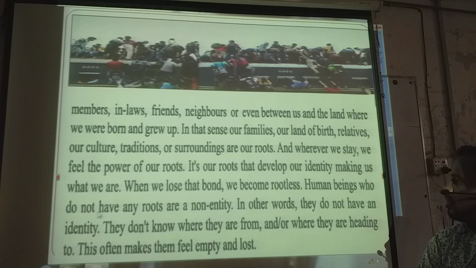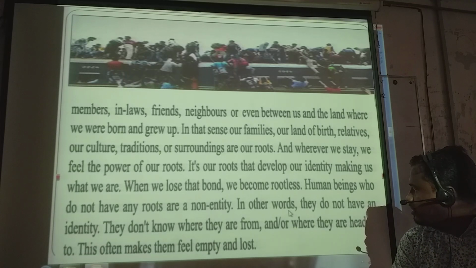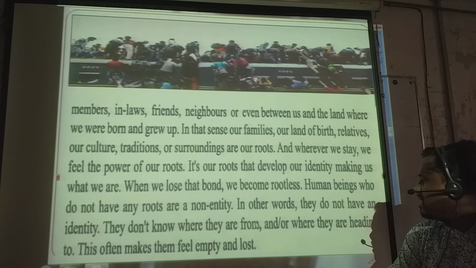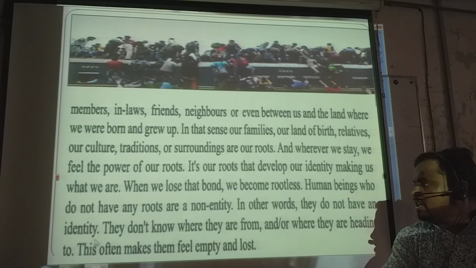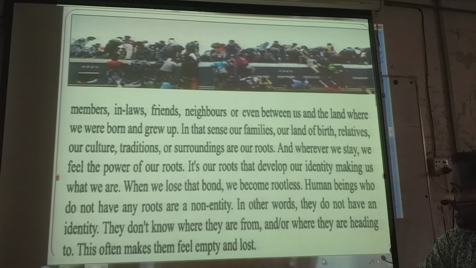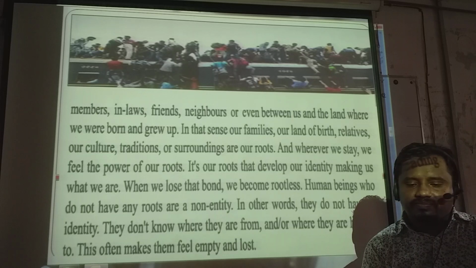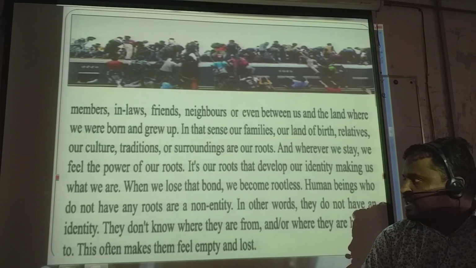Human beings who do not have any roots are a non-entity. In other words, they do not have any identity. They don't know where they are from or where they are heading to. This often makes them feel empty and lost. This is the whole text of this lesson.